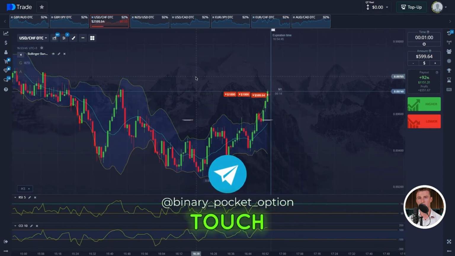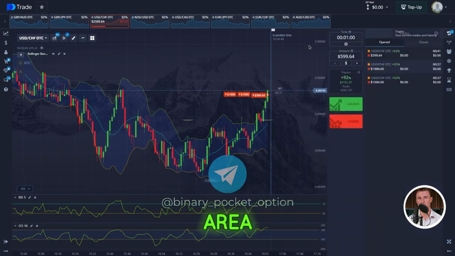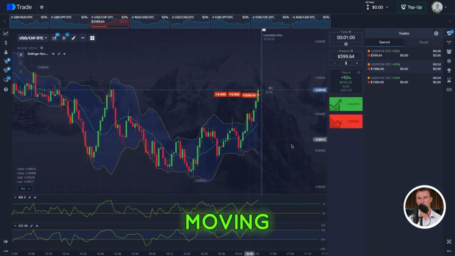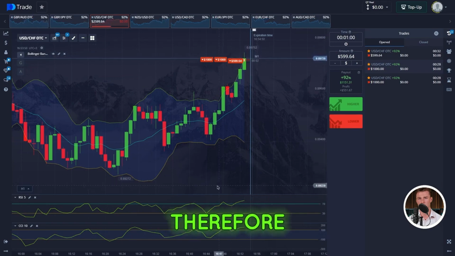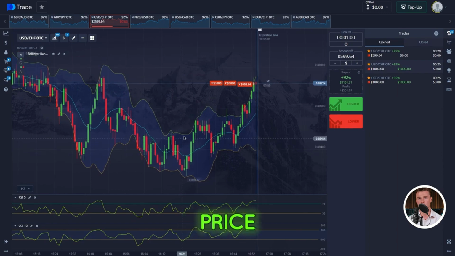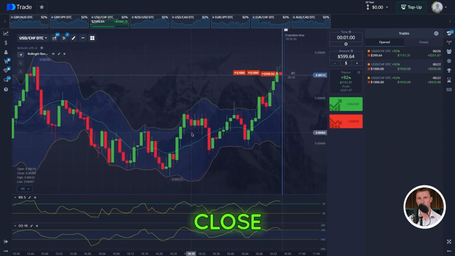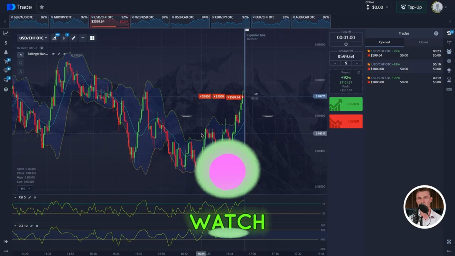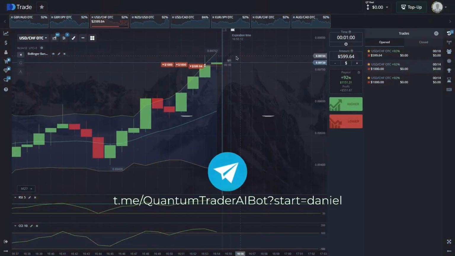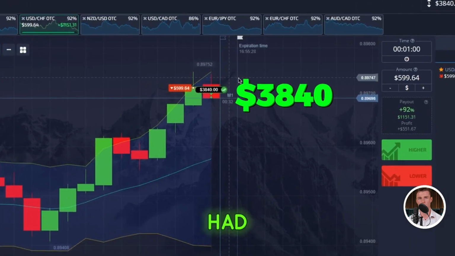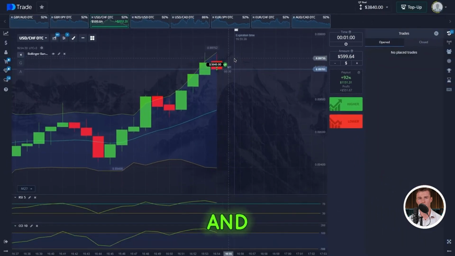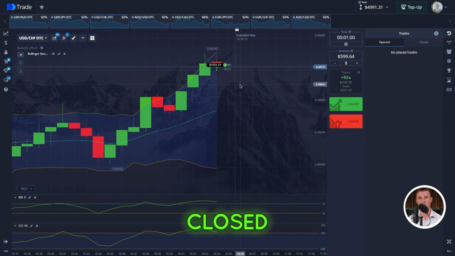We are forming a touch of the resistance area, also touching the upper moving average. Also, all our oscillators are in the overbought area. Therefore, here we should have a price pullback and the deal should close in a plus. Let's watch the result. And as I said, we have had a rollback and our deals are closed in a plus.